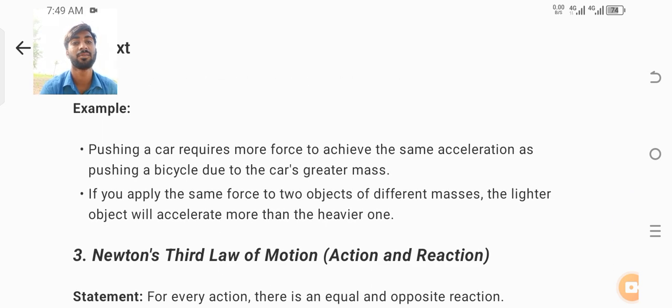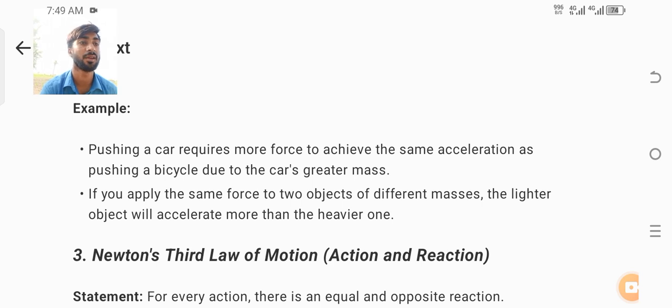Example: pushing a car requires more force to achieve the same acceleration as pushing a bicycle, due to the car's greater mass. If you apply the same force to objects of different masses, the lighter object will accelerate more than the heavier one.